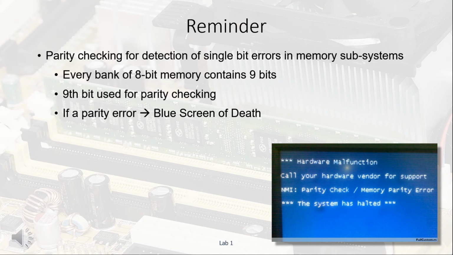Just a reminder that one of the use cases for parity checking was for the detection of single-bit errors in memory subsystems, where you had 8 bits of memory, and you had an additional bit, which was the parity bit. And if there was a parity error, you would get a blue screen of death, or a BSOD. Your computer would basically shut down, and it would tell you that there was a parity error.